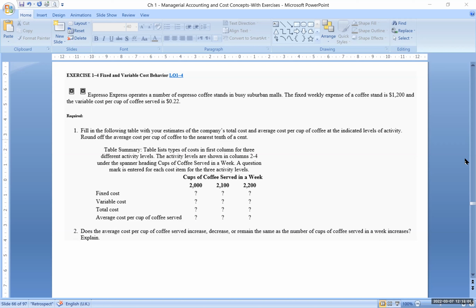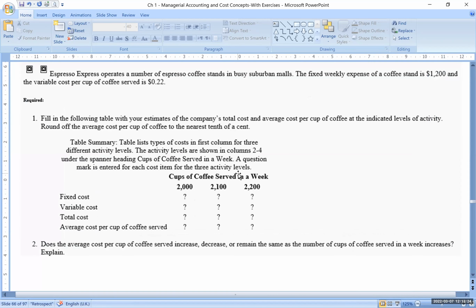The fixed cost as a total, variable cost as a total, and then the total cost. And then we have to calculate the average cost per cup of coffee served. Fill in the following table with your estimates of the company's total cost and average cost per 1 cup. Let's do it together. The first and easy thing to fill is the fixed cost.